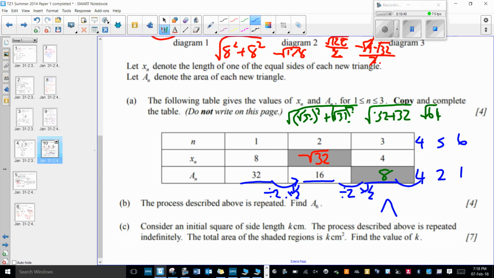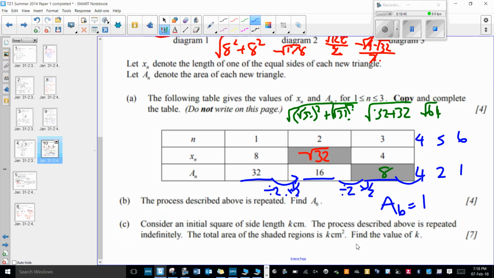Almost there. Last one. Okay, so consider the initial square of length k. The process described above is repeated indefinitely. The total area of shaded regions is k. Find the value of k. Alright, so the fact that they've used the word indefinitely here indicates that we're going to be using the sum of an infinite geometric sequence.